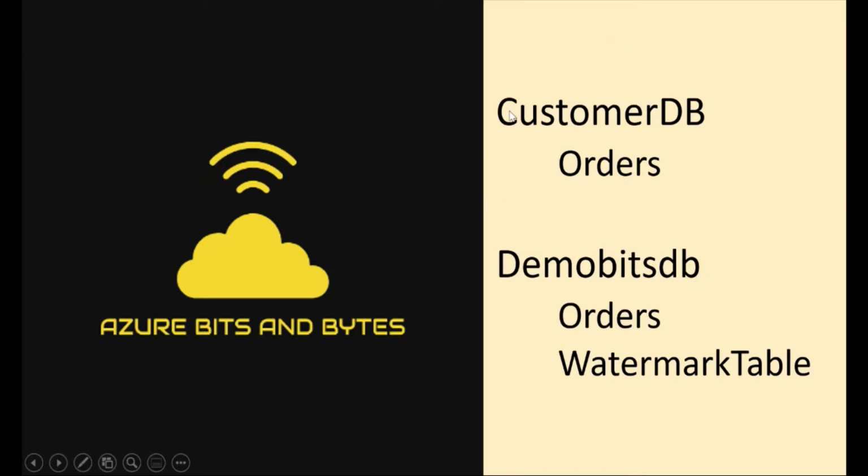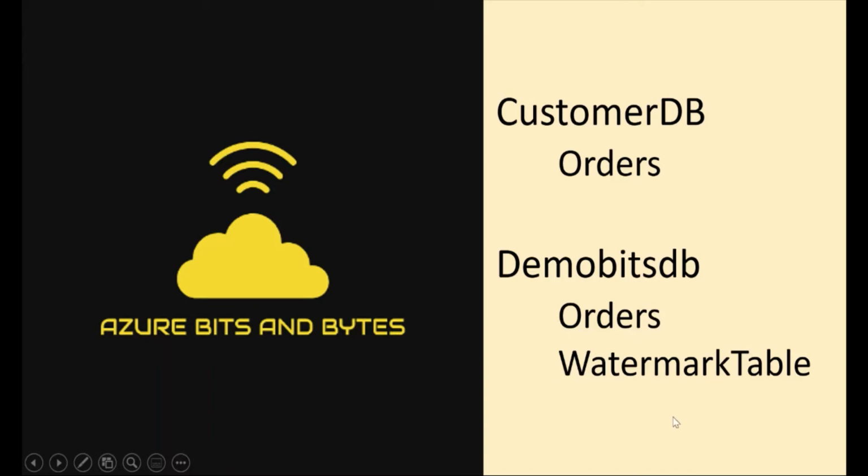So let's assume that we have two databases, customer DB and demobits DB. The customer database is maintained by our customer and we only have read-only access to this particular DB. There is a table called orders. And our project team is also maintaining a database called demobits DB, and we have the same schema and this is the orders table again.